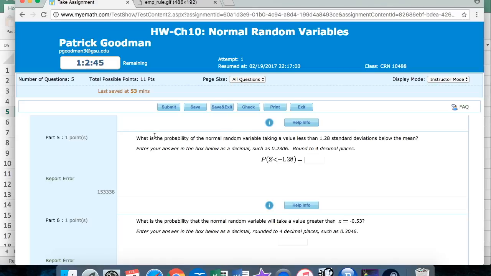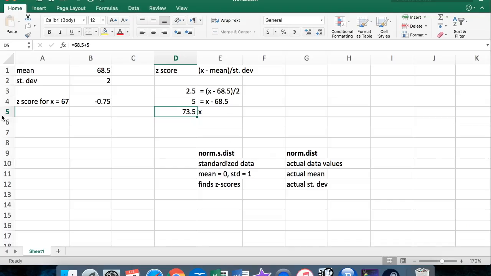So here's the problem. It says, what is the probability of the normal random variable taking a value below 1.28 standard deviations below the mean? Now be very careful. This is not positive 1.28 standard deviations, and they tell you right there it's negative. This is 1.28 standard deviations below the mean, which means this is negative 1.28 standard deviations. So our z-score is negative 1.28.